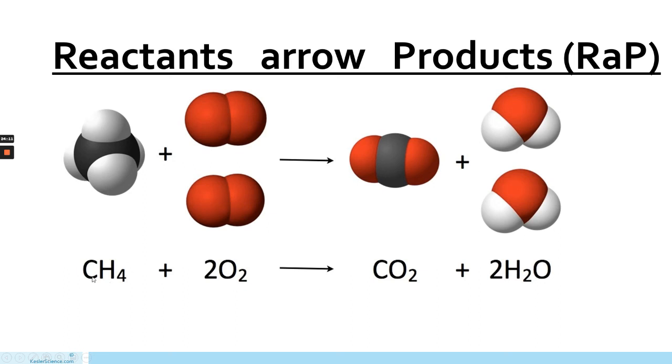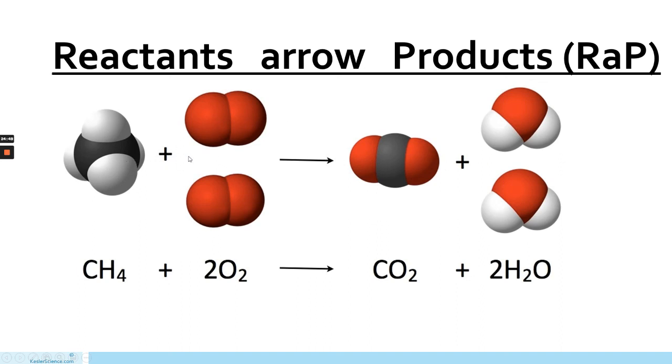So if I were to count my atoms, I would underline my capital letters. I have C, H, and O. C would equal 1 because I have no subscript behind it. H would equal 4 because I have a subscript behind it. O would equal 2 times that big 2, so I have 4 oxygens. So 1, 4, and 4. Now if this follows the law of conservation of mass, this side should be exactly the same, right?